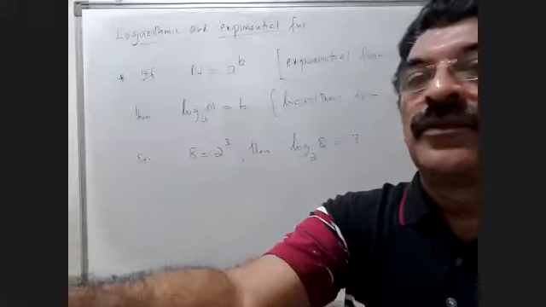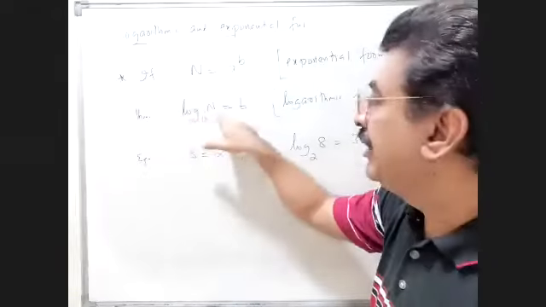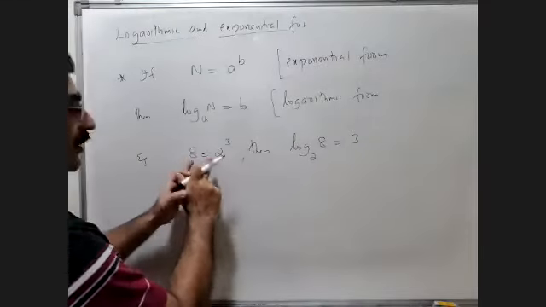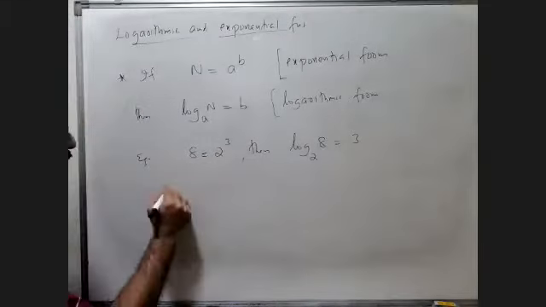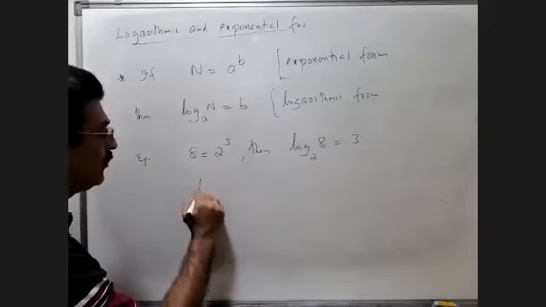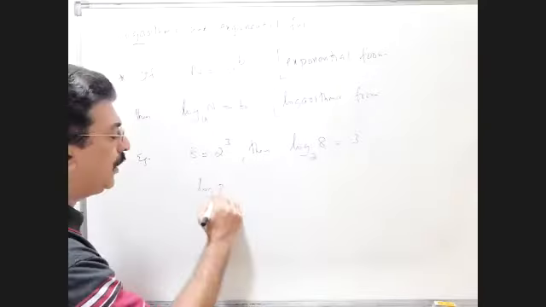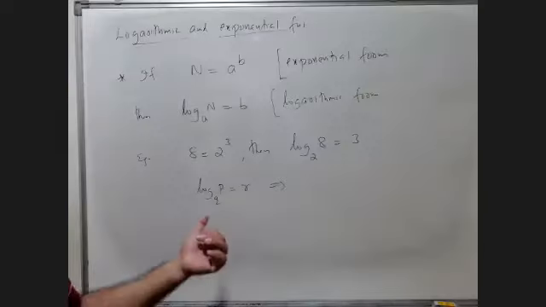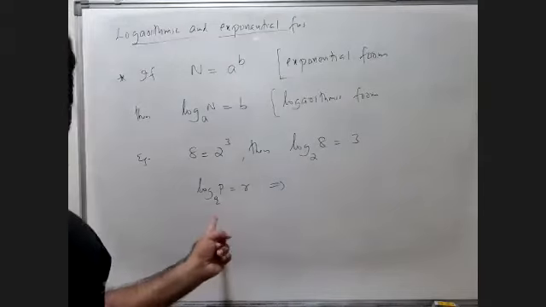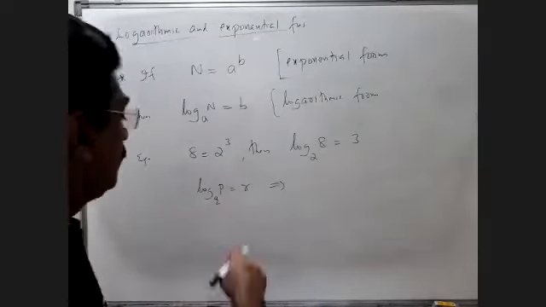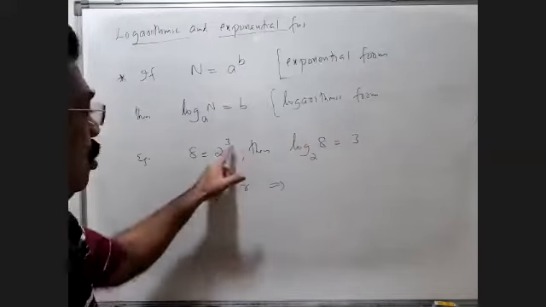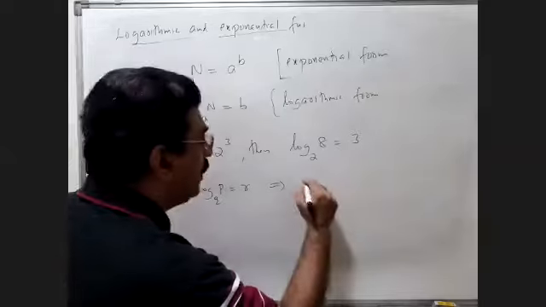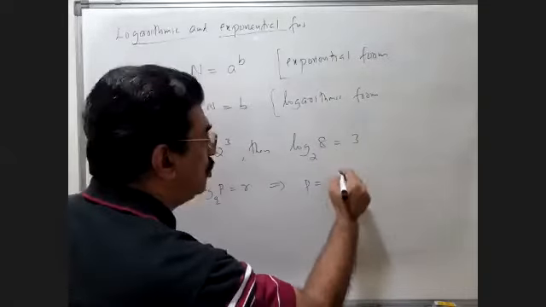Similarly here, we read log N to the base a is equal to b. So this is how to write the exponential form in logarithmic form. Or if you are given log p to the base q is equal to r, this is the logarithmic form. How to change it back to exponential form? It will be written as p is equal to q raised to r.